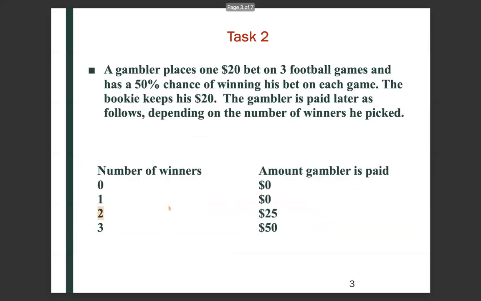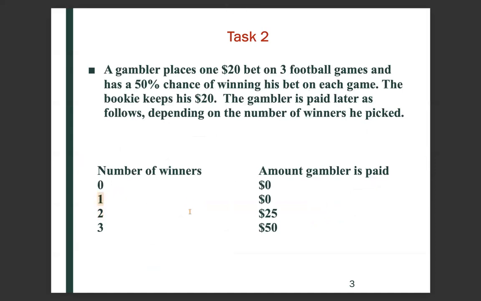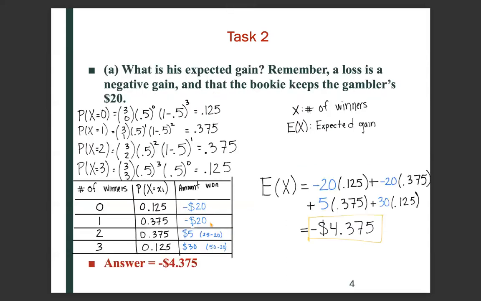So here we were given that the amount the gambler is paid is 0 if x equals 0. But remember that the bookie keeps his $20. So here we would do 0 minus 20, and that would give us negative 20. What about in this situation, where the number of winners is 1? The gambler is paid nothing again, but the bookie keeps his $20. So 0 minus 20 gives us negative 20. So the gambler's out $20.